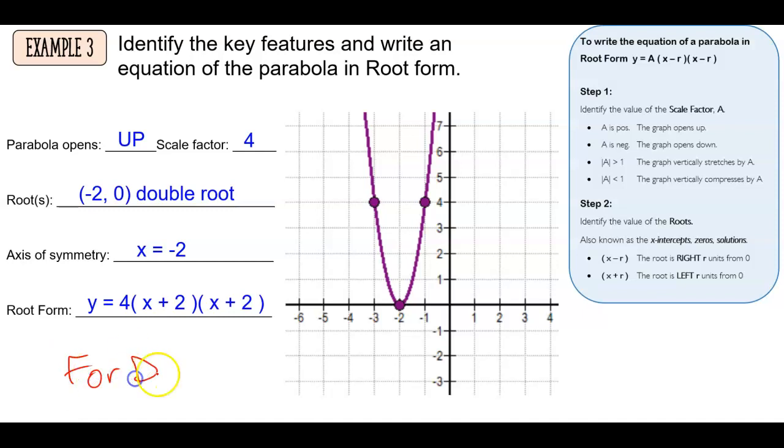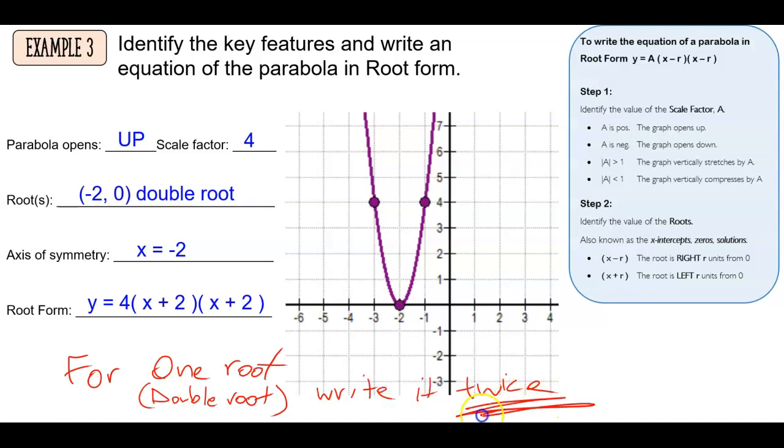We should write that down. For one root, which is a double root, we write it twice. If you have a double root, you count it twice. So like on your assignment today, when you get to number 2, look at this example to help you out.